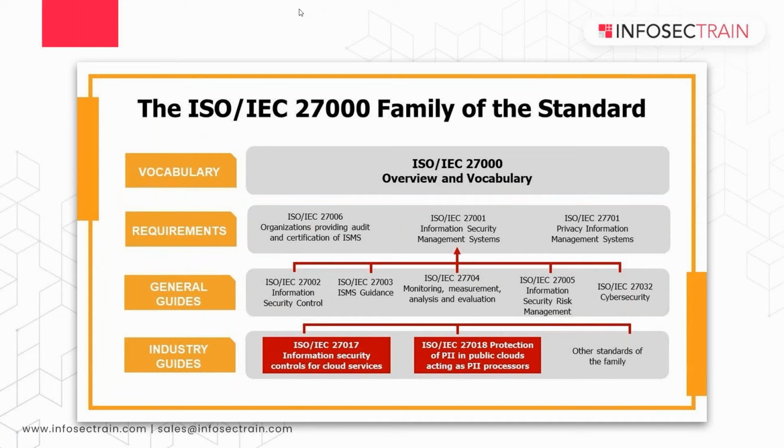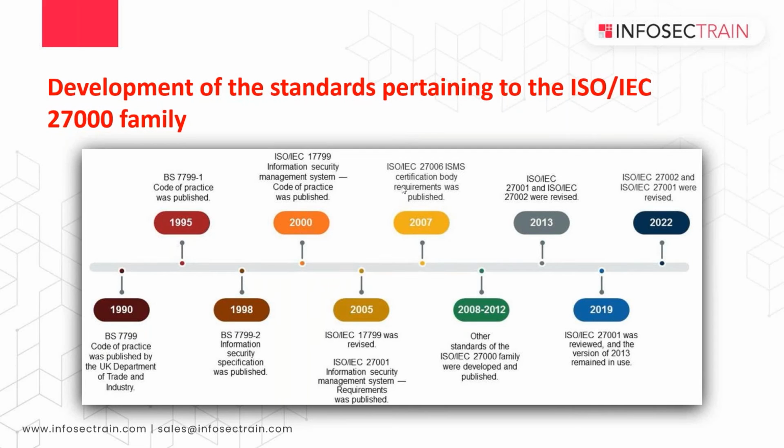Now, how has this been developed and from where? For that, we have the whole family structure of ISO 27001. What is the family structure and how has it been developed? Have a look at the screen. It started in the year 1990, when the first information security standard was given by the UK as a British standard.